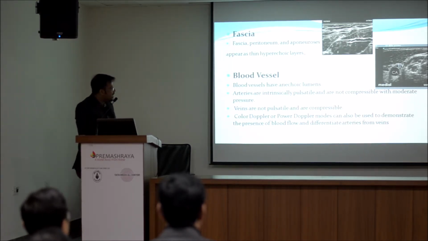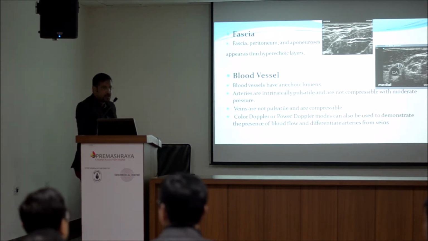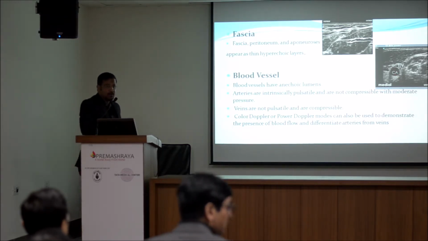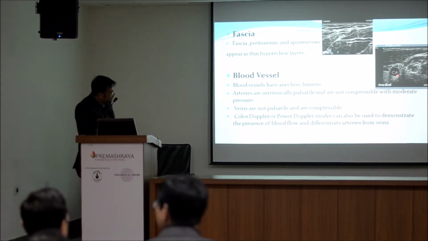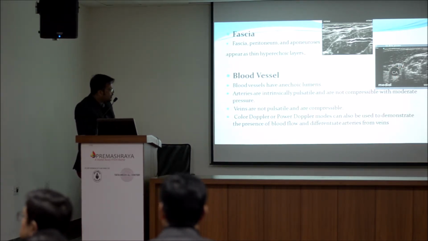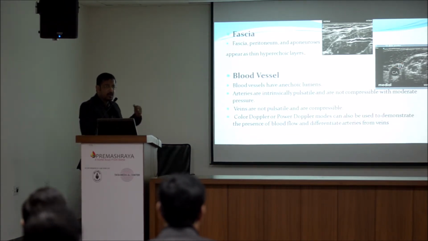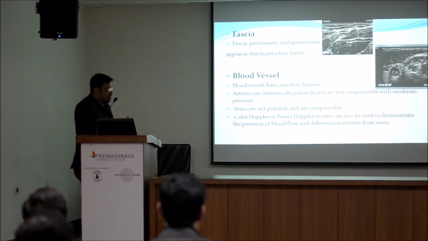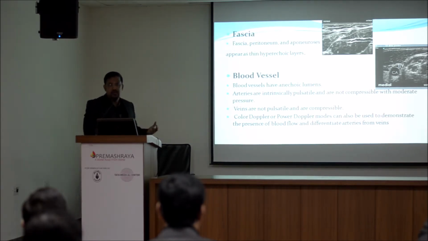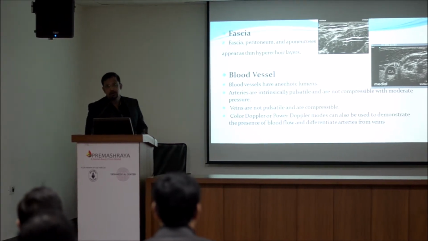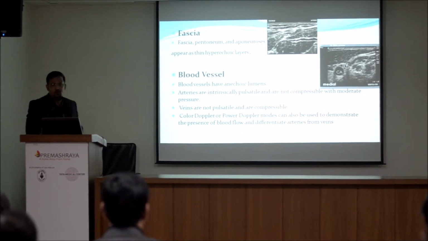And the blood vessels. Blood vessels are anechoic because all the waves get transmitted. So how will you differentiate? The artery doesn't get compressed on moderate pressure, but the vein will compress. See, here the carotid artery and internal jugular vein both appear anechoic, but the internal jugular vein has been compressed when pressed by moderate pressure. This is the way you can differentiate whether it's an artery or a vein. Or you can put on color Doppler or power Doppler modes to differentiate.